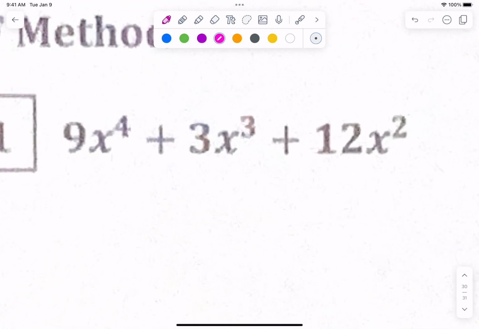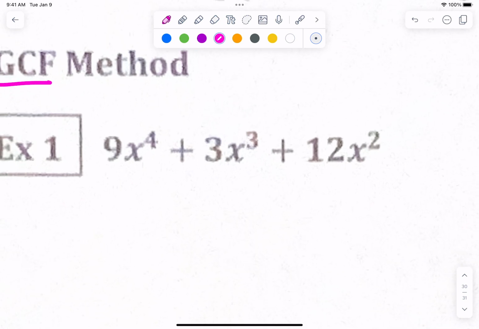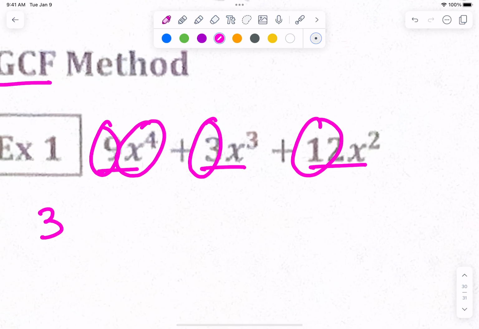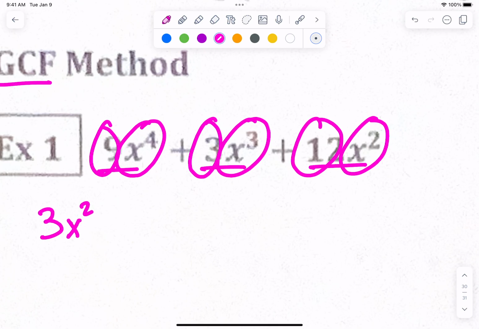First and foremost, how many terms do we have here? 3. 1, 2, 3 chunks, right? Looking at just the numbers, 9 and 3 and 12. What number goes into all of those numbers? 3. That is the greatest common factor for the numbers, all right? Then we have x to the 4th, x to the 3rd, and x squared. How many can you pull out? 2. I can pull an x squared out of everything, right?